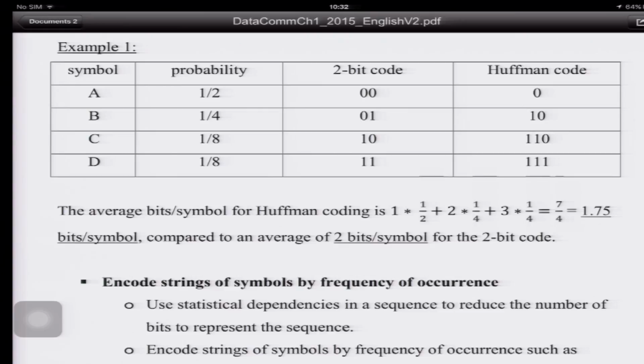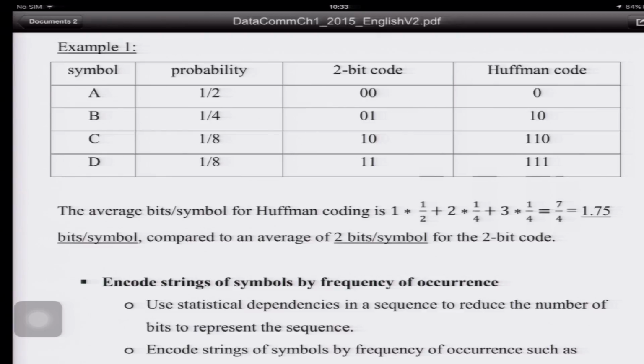So you have 1 multiplied by 1/2, plus 2. 2 is B. B has a length of 2 and a probability of 1/4, so it's multiplied by 1/4. And C and D have a length of 3. Length of 3 has a probability of 1/8 plus 1/8 plus 1/8, which is 1/4. So you have 3 multiplied by 1/4. You add them together and you get 7 over 4, which is 1.75 bits per symbol.